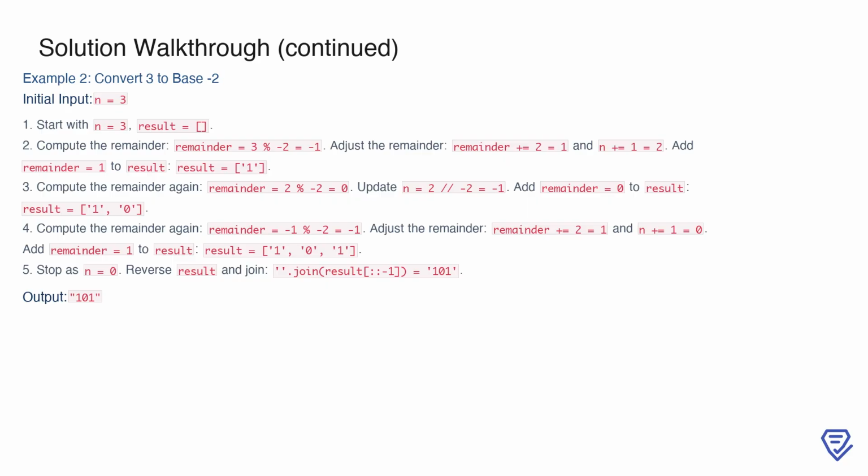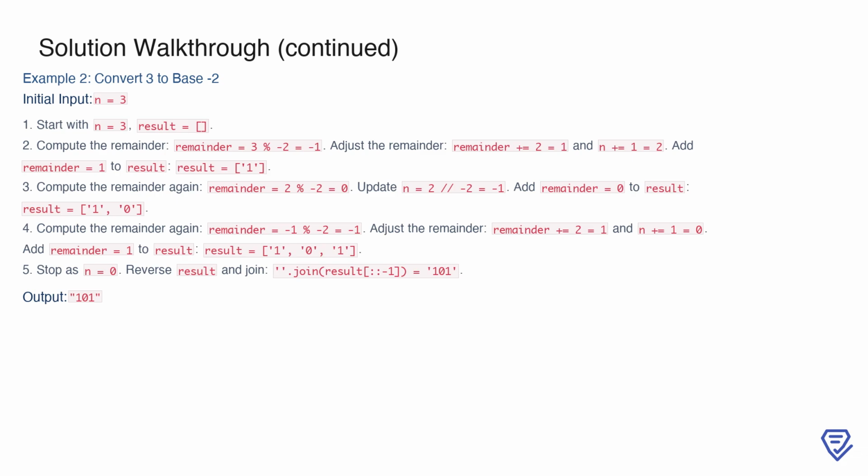Next, we compute the remainder of 2 % -2, which equals 0. This remainder does not need adjustment. Dividing 2 by -2 gives n equals -1. We append the remainder, 0, to the result list, updating it to result equals [1, 0].